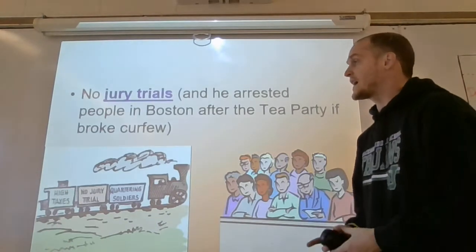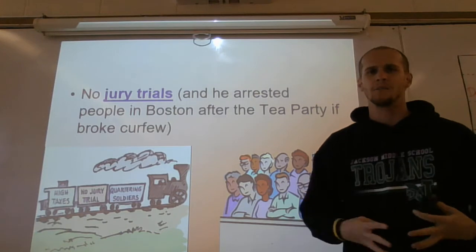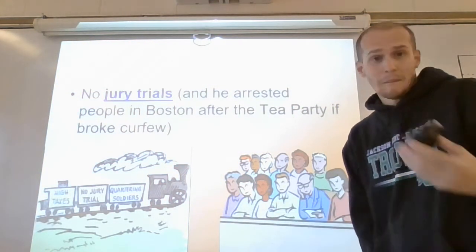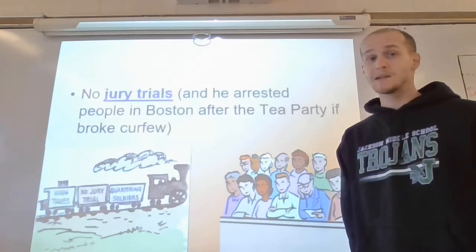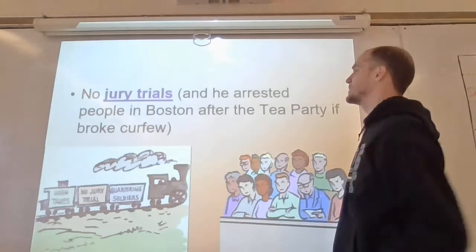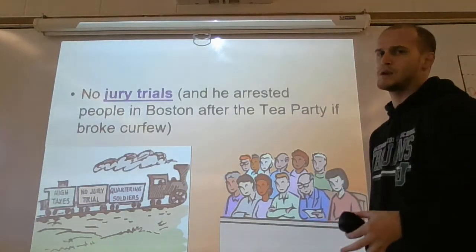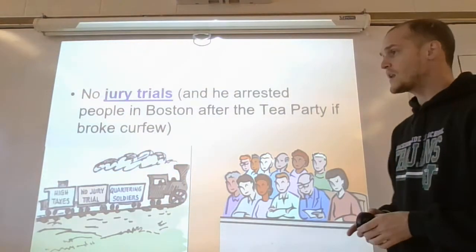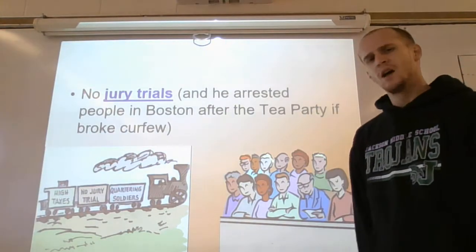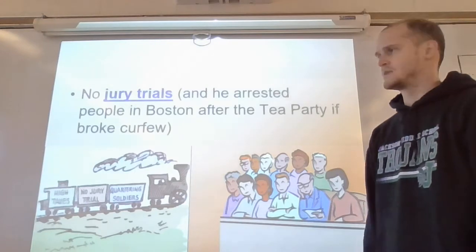They were upset about the fact that there were no jury trials. They weren't tried in front of a jury of their peers. They were put on trial and convicted by a judge who was biased. It was always a British judge, and they were taken back to Britain and put on trial there. He arrested people in Boston after the Tea Party. After people broke curfew, they were arrested, sent to Britain, put on trial. And so they argue and they want jury trials from people of their peers, people that they live around, people that know both sides.